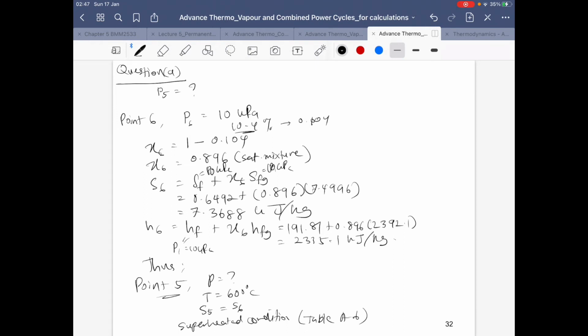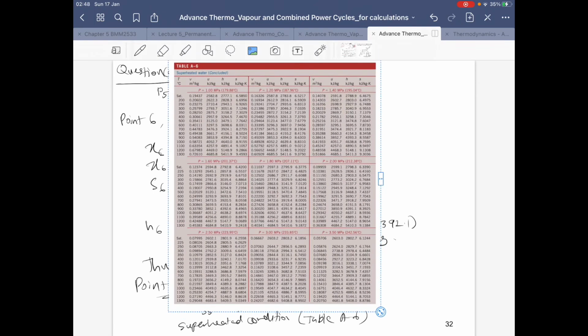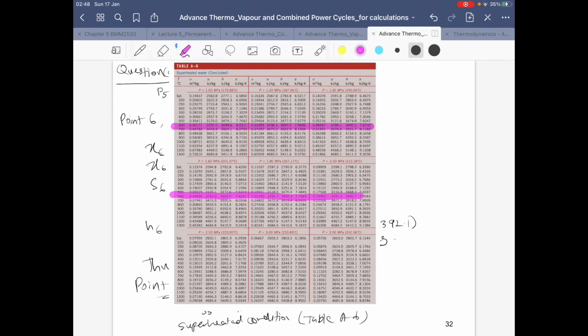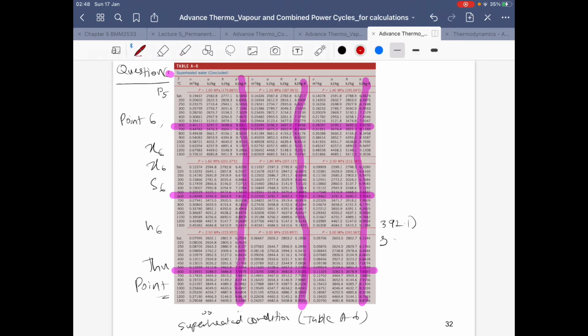You can see here, table A6. If we look at this table A6, is there a suitable value? First we look at 600 Celsius. It's a bit manual. Then we look at the entropy, which we already have, s5 equal to s6, about 7.369 or 7.368. Looking at the first point, the entropy is 7.9, this is 7.87. Not the same. This one is not, this one is not. It is far. So it's not from this table, so we have to check another table.